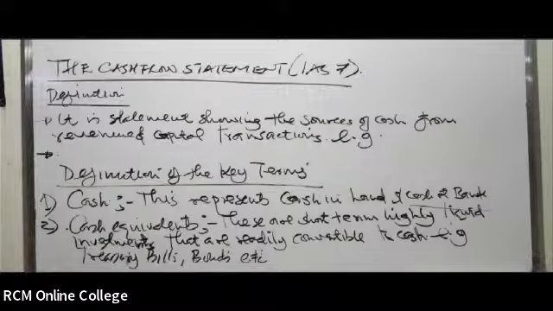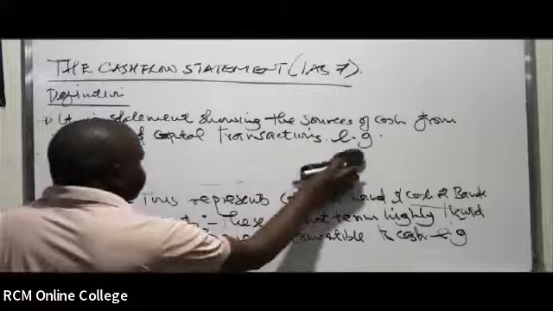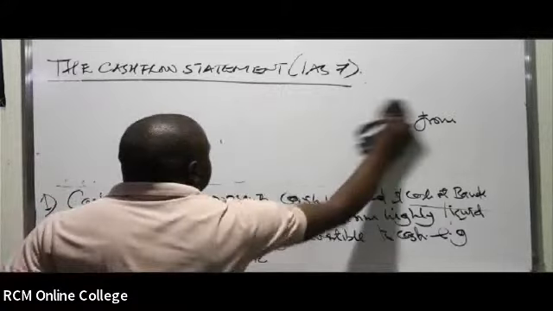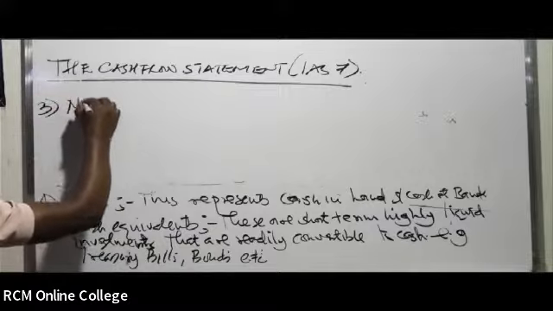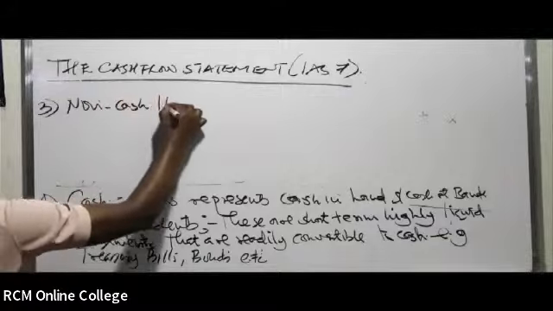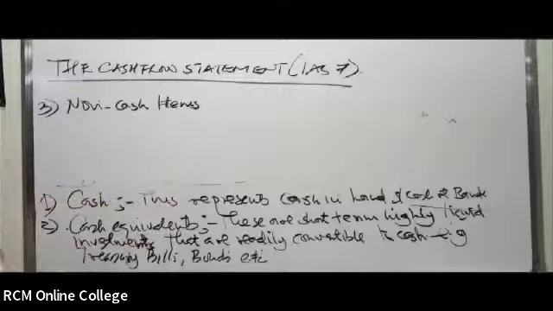Then we have number three, another term that I want you to write, what we call non-cash items. When we'll be preparing the statement of cash flow, we'll talk about non-cash items. So what do you mean by non-cash items? You write this. Non-cash items are items of income or expenses which do not involve cash inflows or outflows.